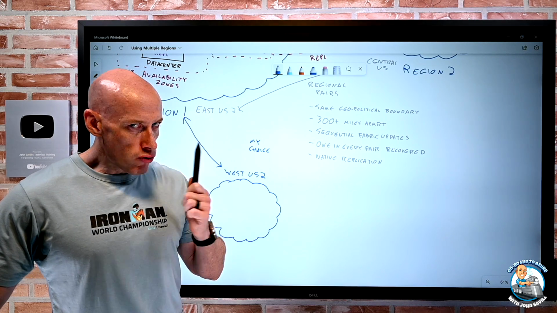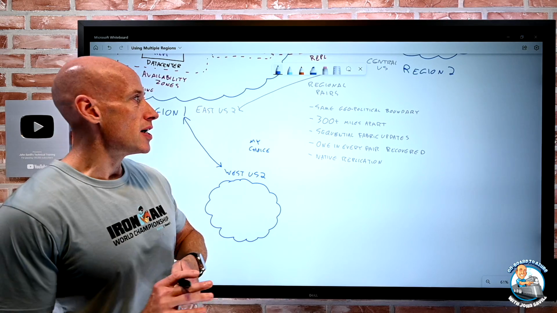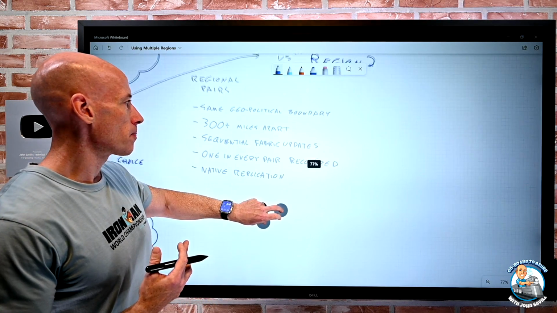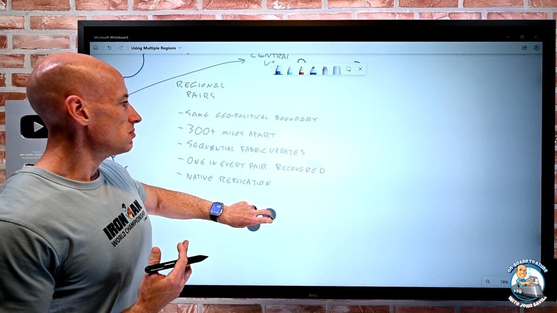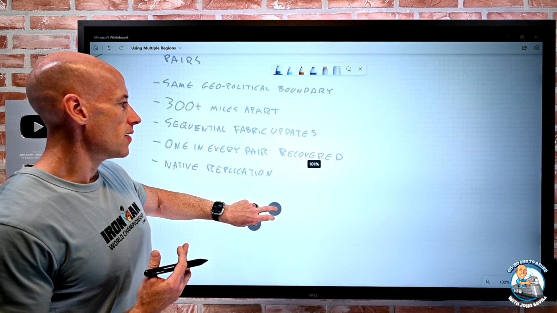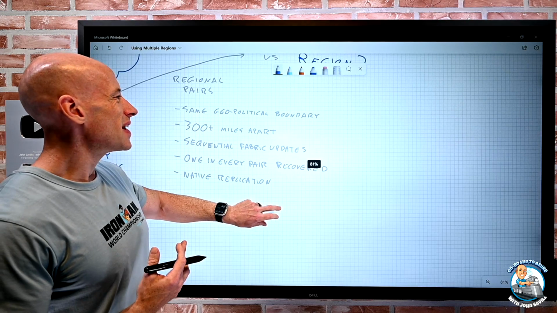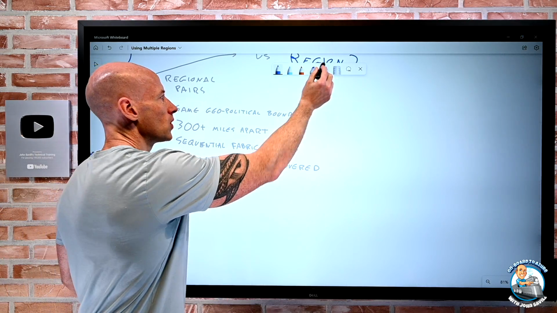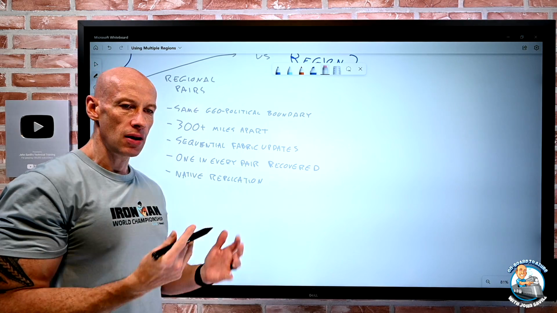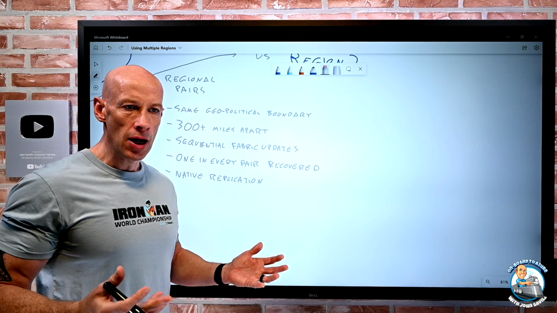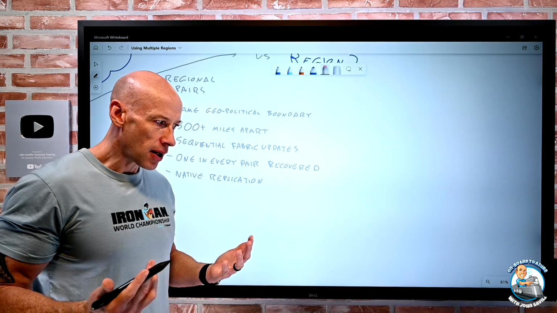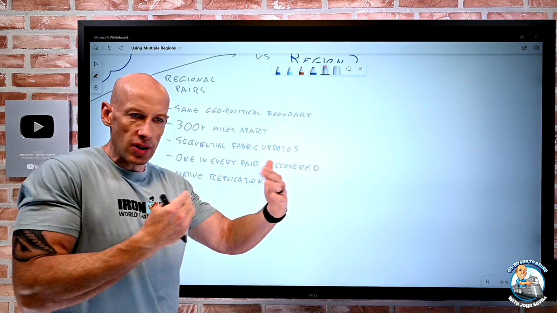But remember, there were reasons that Microsoft paired the regions. So what happens if I pick my own one? Well, some of them are actually pretty easy. So this idea of same geopolitical boundary, 300 miles apart. Well, I can absolutely look at where the regions are. I can see what geography they're in, and I can pick. So I can still make sure they're a good distance apart.